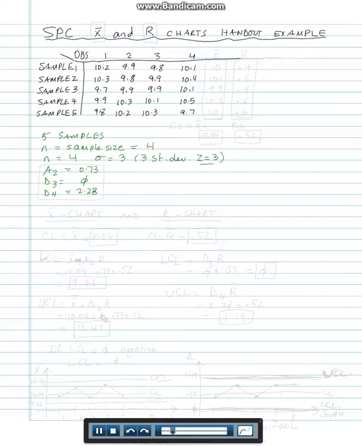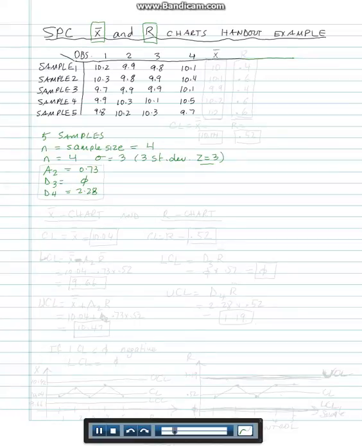So first we have to find the center line. The center line, CL, is always the average of the measure. We have 2 measures because this is a variable chart. We have an X-bar measure, which measures the average, and we have an R measure, which measures the range, like the variance. So we start with the X-bar chart.